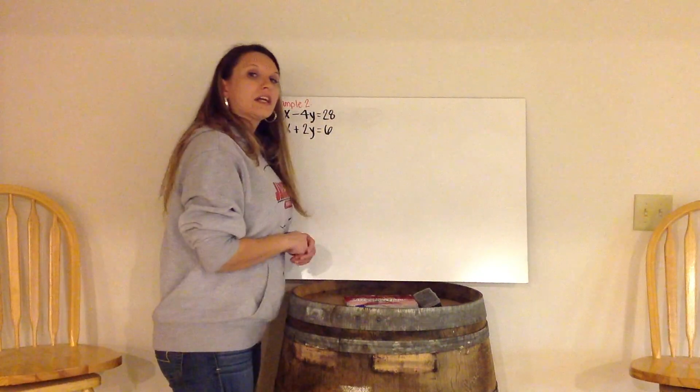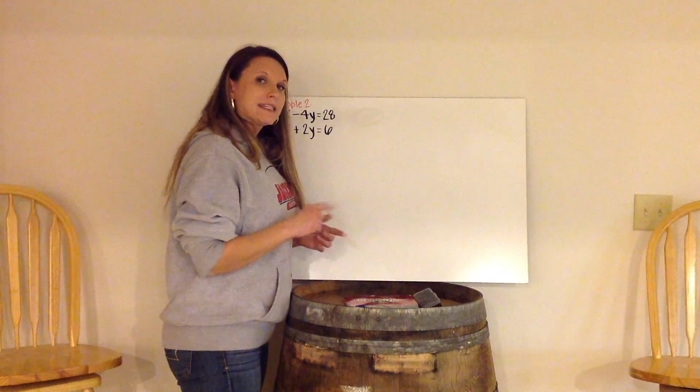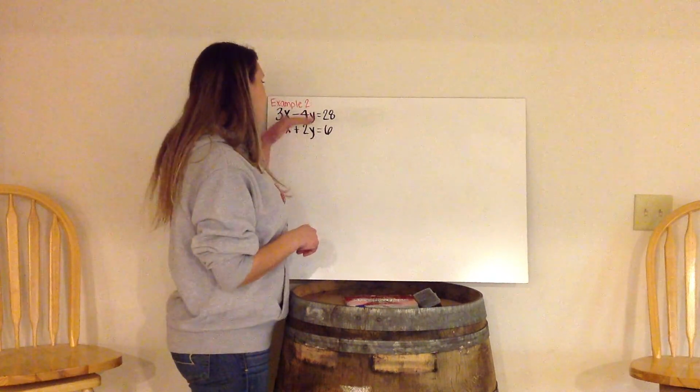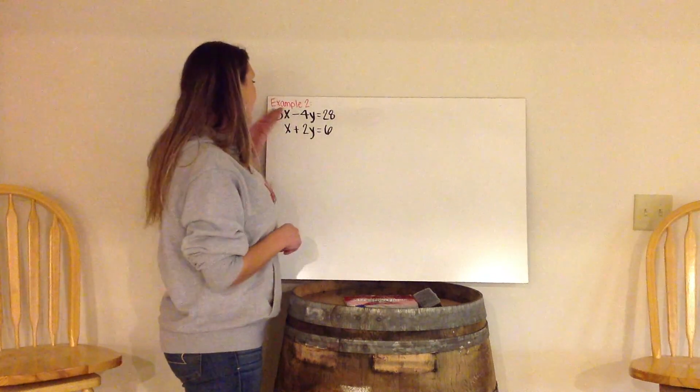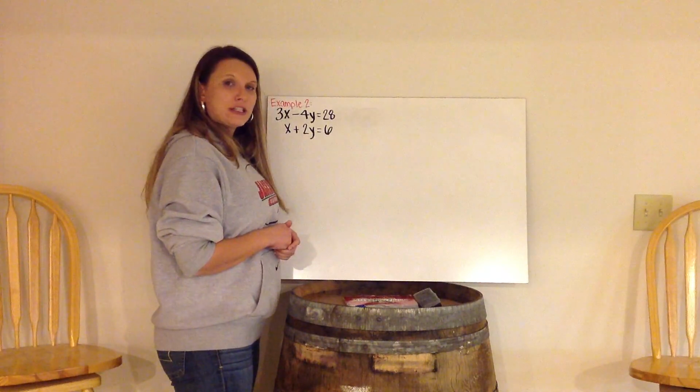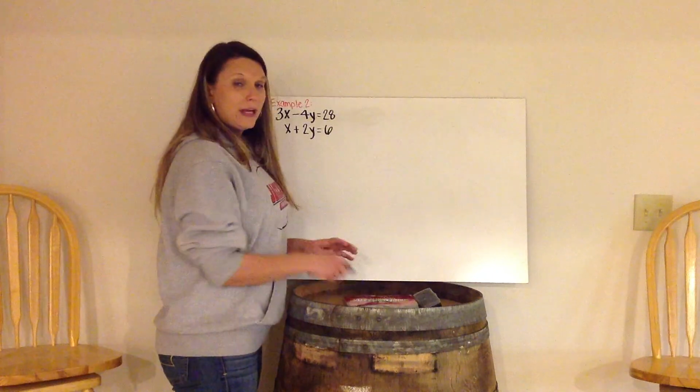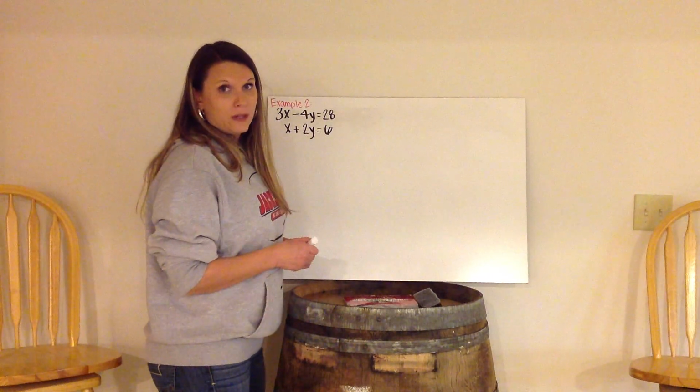In this example, we're going to go ahead and do it together. Remember what step 1 was. We had to make sure at least one of our equations was solved for one of our variables. In this example, neither equation is solved for either of the variables. So we get to choose either one to solve for.